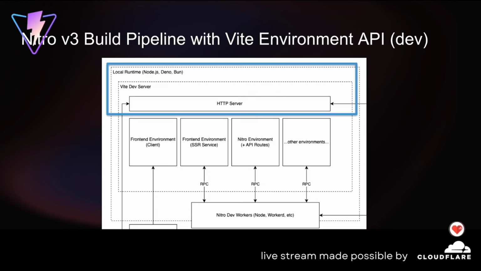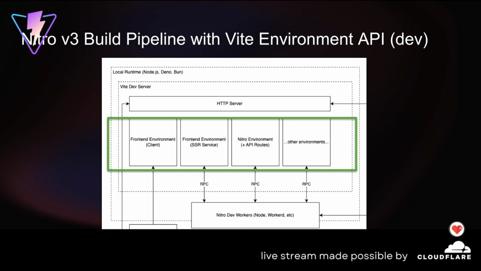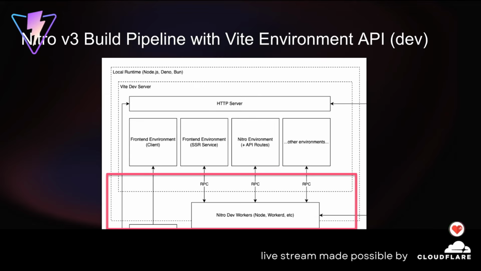So when you use Vite and Nitro plugin to start your server, we just use Vite Dev Server, which runs in any runtime that you want, like Node.js or Bun. The frameworks or your custom setup with Vite defines the environments. If you don't define any environment, by default, you have a client and SSR. And then Nitro communicates with an RPC.